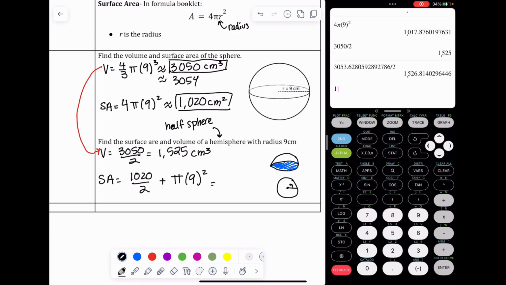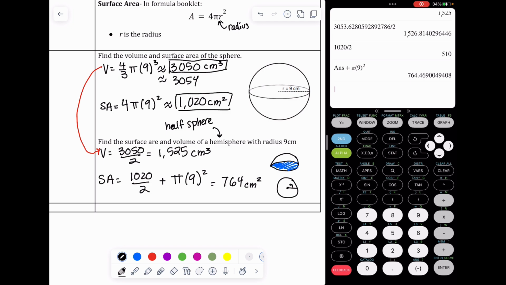So when we calculate that, 1,020 divided by 2 plus pi times 9 squared equals 764. And again, we're working with units. Surface area is centimeters squared.